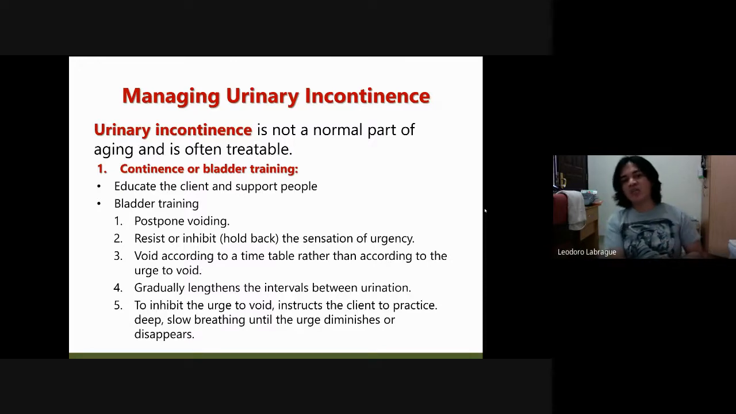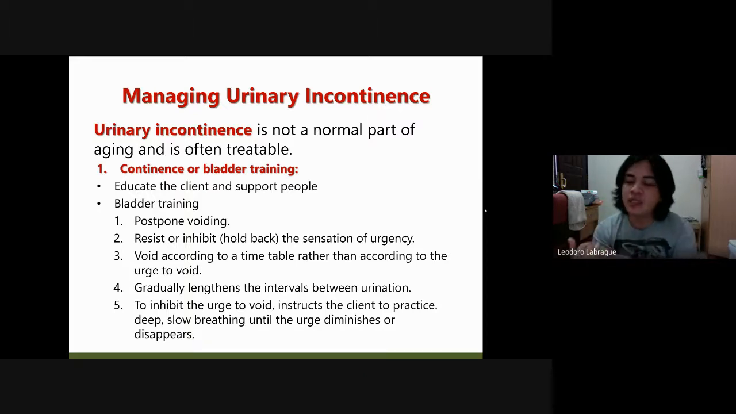So what is this bladder training? What do you instruct your patients when you do bladder training? Normally, if the patient has urinary incontinence and undergoes bladder training, these are the things that we do with our patient. First is postpone voiding. You tell your patient, okay, if you sense that you want to urinate, I want you to hold. I want you to resist. I want you to control as much as possible. Remember, in bladder training, you want to give back the control of urination to your patient because that's the problem.